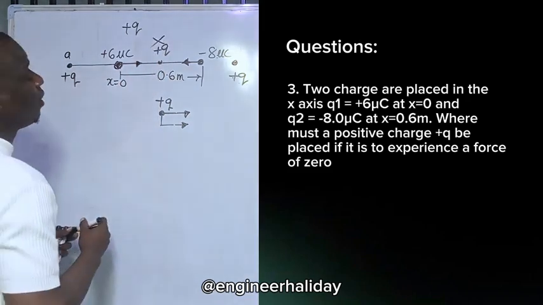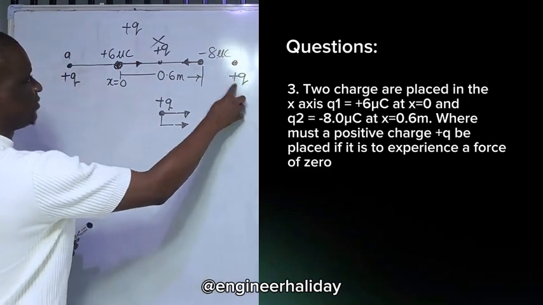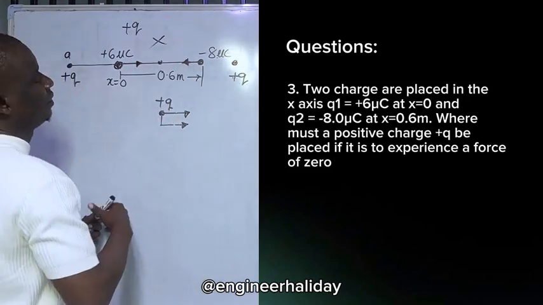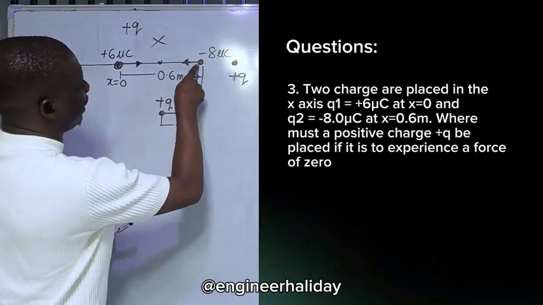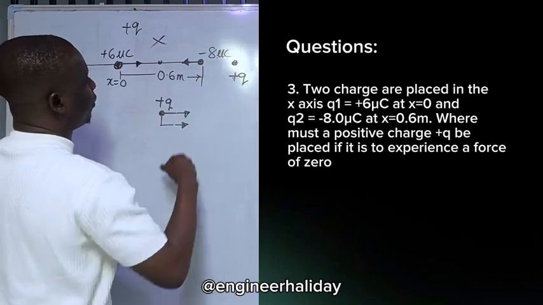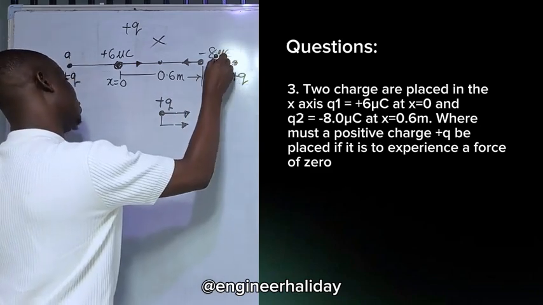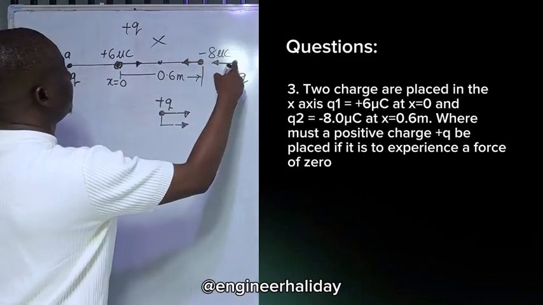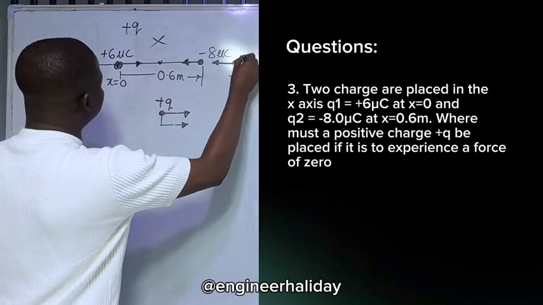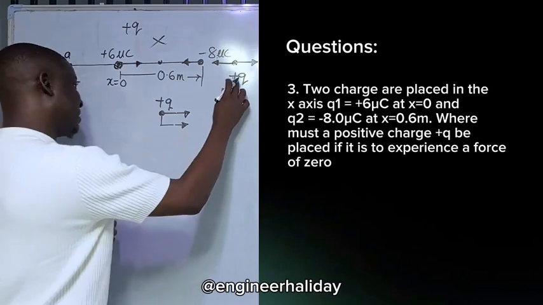Now we remove the positive charge from here and place it here. When we place it here, we notice that positive and negative, we create an attraction like this. Positive and positive, we create a repulsion. This one is making sense.